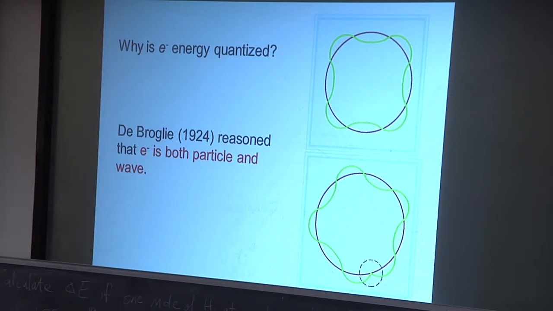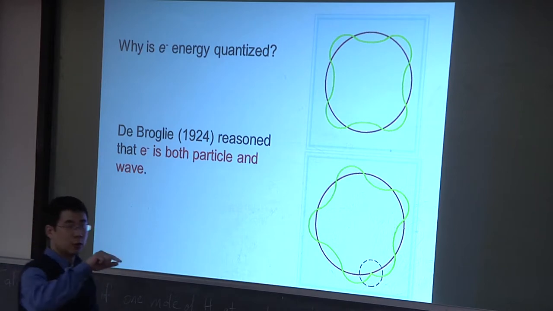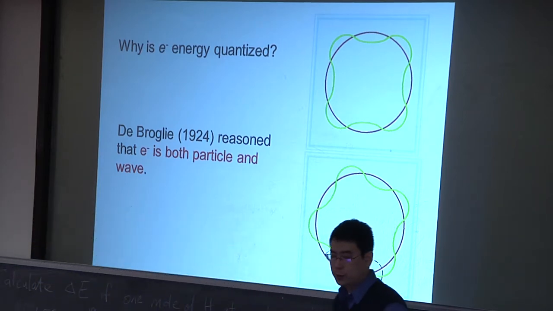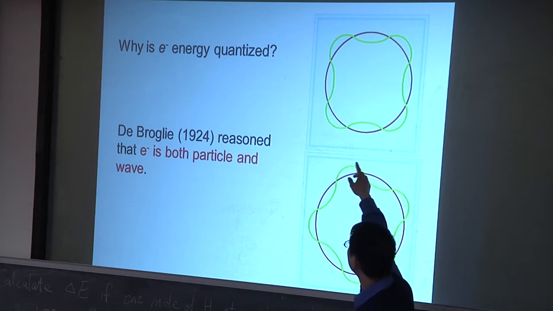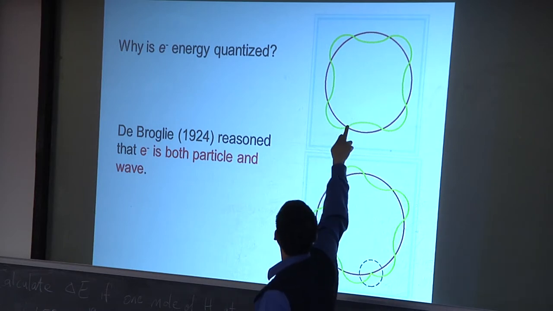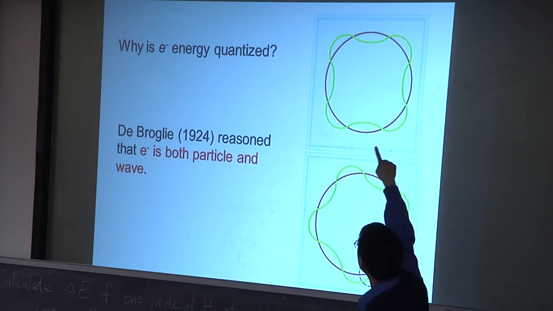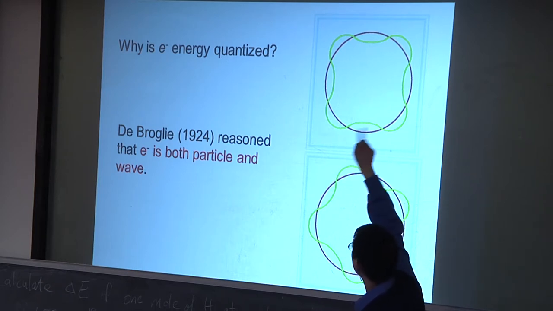And he was saying, well, if you have a wave going around a circle, how can that wave sustain itself? Well, it can sustain itself if it's what's called a standing wave. That is, the beginning of the wave and the ending of the wave are at the same point. Right, so here we would have a standing wave. It just goes around and around and around.